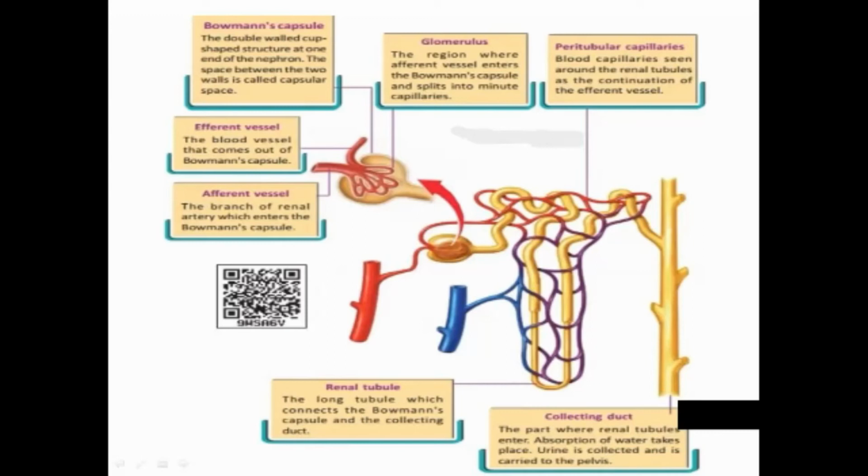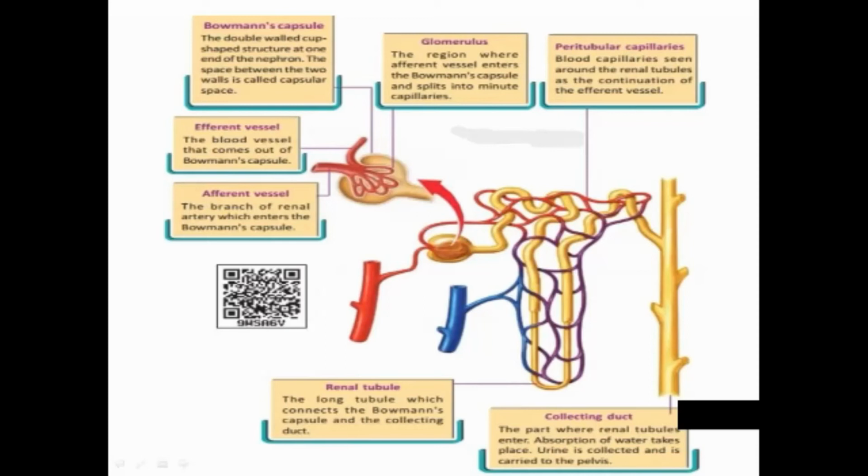Then the glomerulus is the region where the afferent vessel enters the Bowman's capsule and splits into minute capillaries. Now we can see what the afferent vessel is. The afferent vessel is the branch of the renal artery which enters the Bowman's capsule.